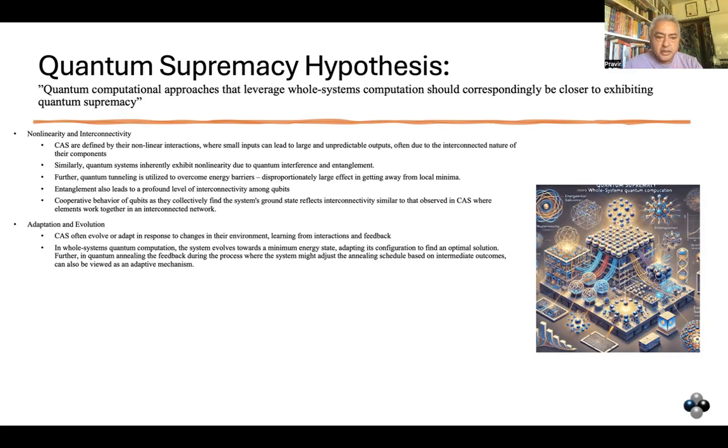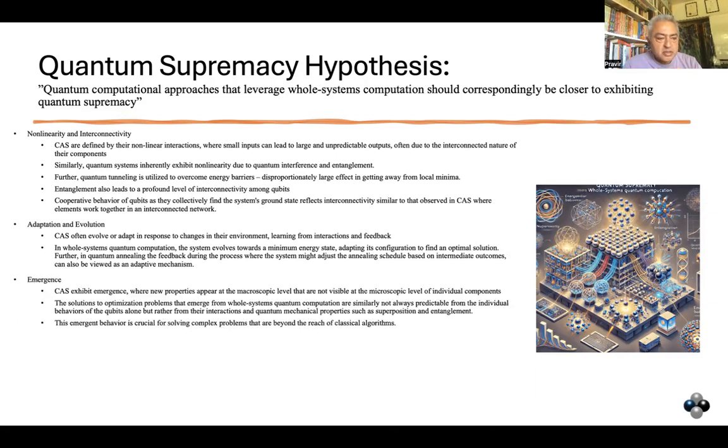principle is operating globally. When we look at emergence, then in quantum computation, solutions to optimization problems emerge from the computation. And just as in CAS systems, these are not always predictable from individual behaviors of qubits alone, but it's the combination of quantum mechanical properties. And in this approach that's being suggested here, those quantum mechanical properties are beyond a certain threshold simultaneously.